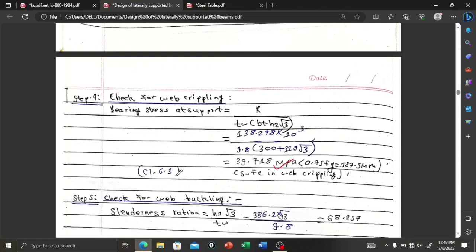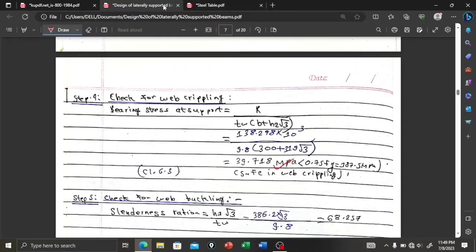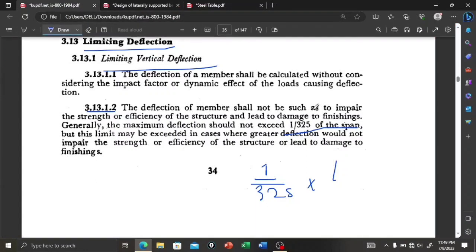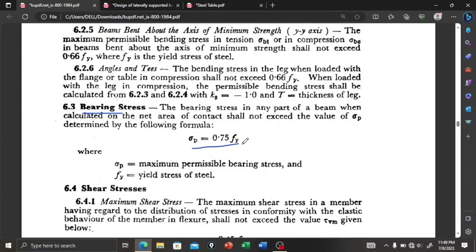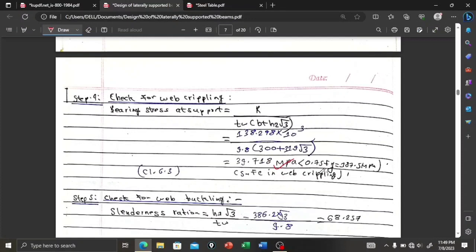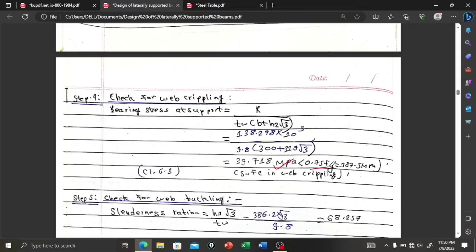Bearing stress is given in clause 6.3. The bearing stress in any part of a beam, when calculated on the net area of the contact, shall not exceed the value of sigma p, which is 0.75 Fy. That is 0.75 into 250, which is 187.5 megapascal, and it is less than 187.5. So safe in web crippling.